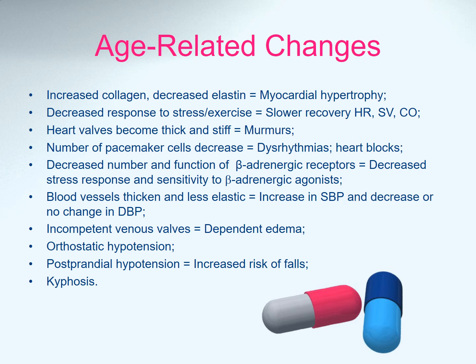Blood vessels thicken and become less elastic, which equals an increase in systolic blood pressure and a decrease or no change in diastolic. Incompetent venous valves means they're going to have dependent edema. Or they can also have orthostatic hypotension, postprandial hypotension, which means an increased risk of falls, and kyphosis, or the bending over and looking like they have a hump at their back.